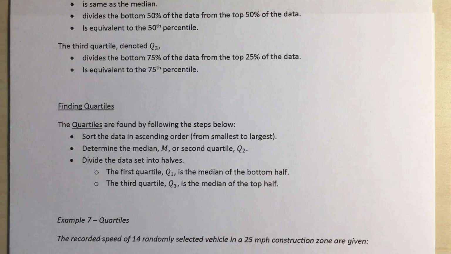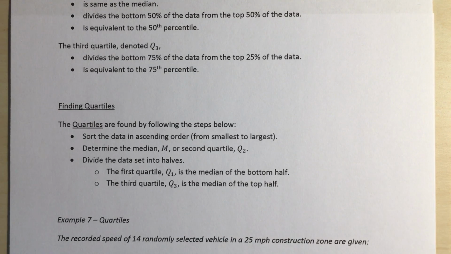As far as finding our quartiles, they're found by using these steps. First, we sort our data in ascending order, ranked from smallest to largest. Determine the median, or second quartile, and divide the data set into halves. Then our first quartile is the median of the bottom half, and the third quartile is the median of the top half.